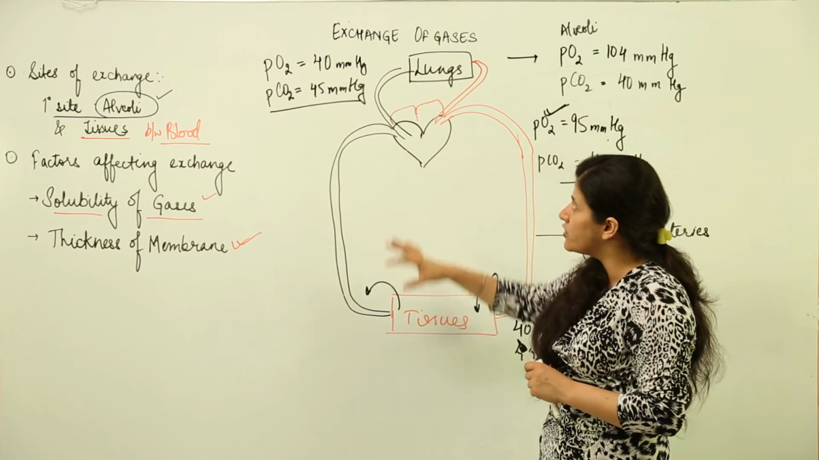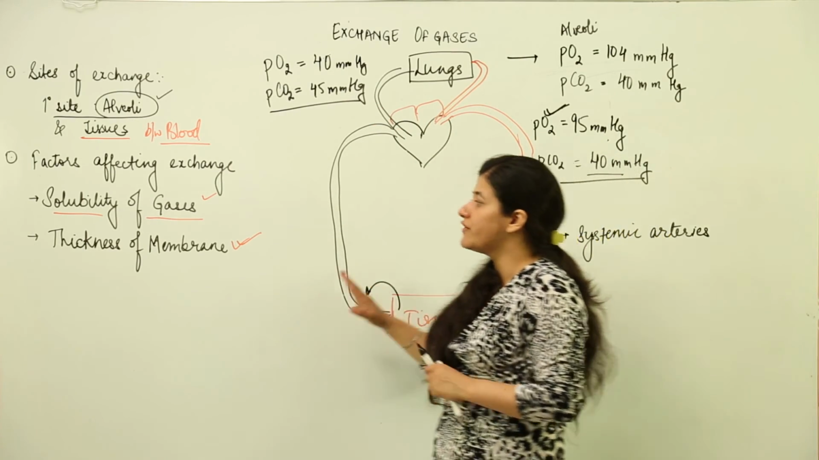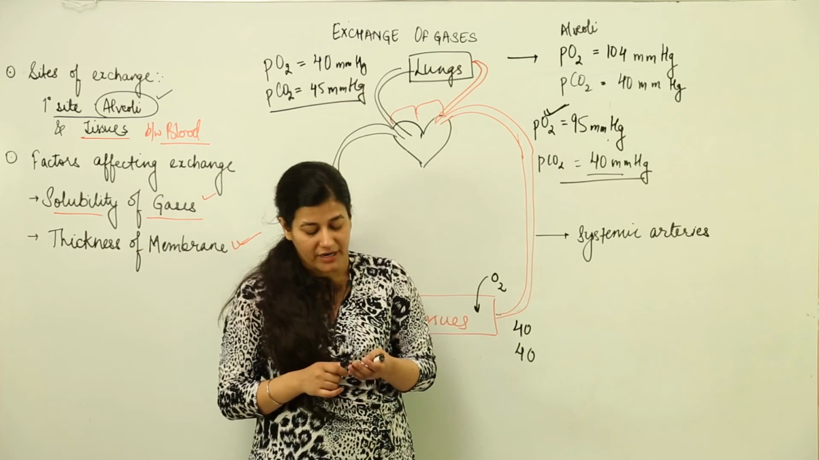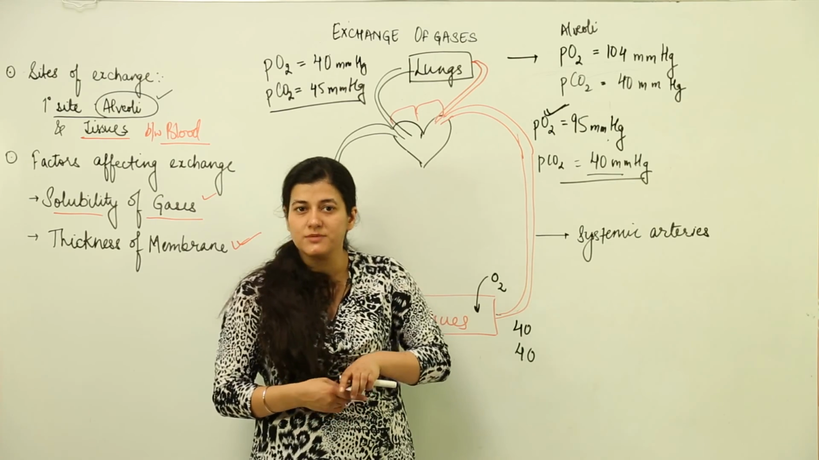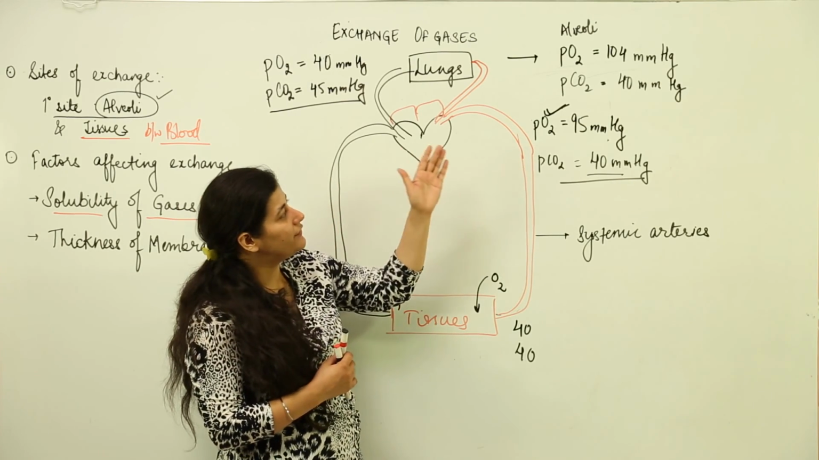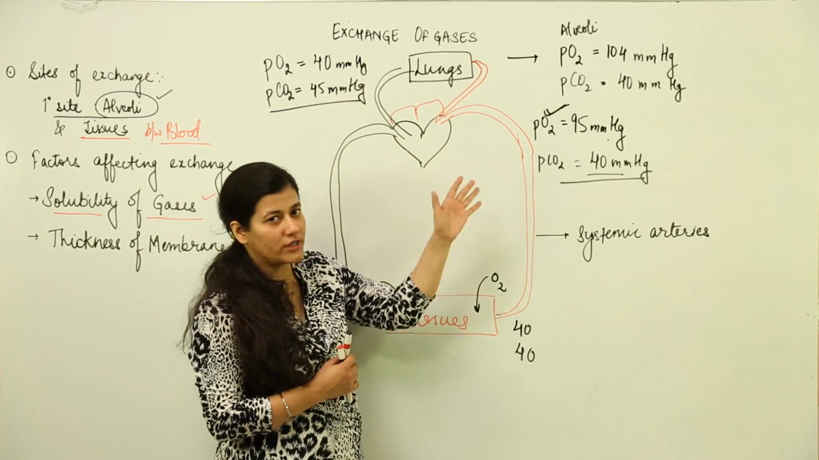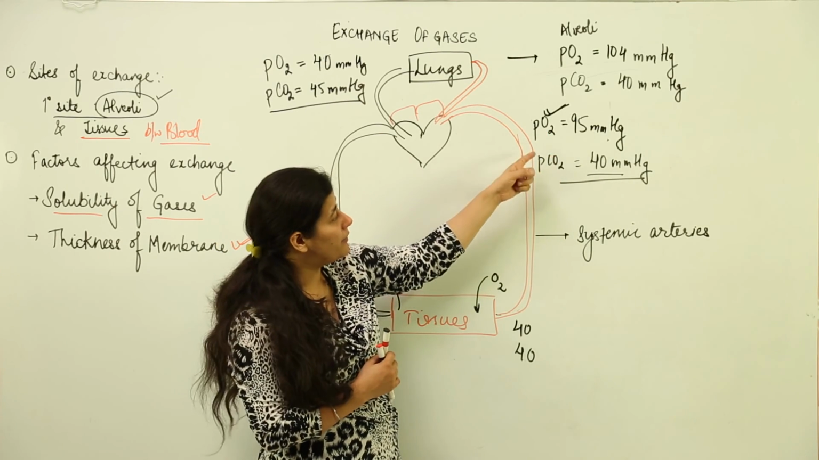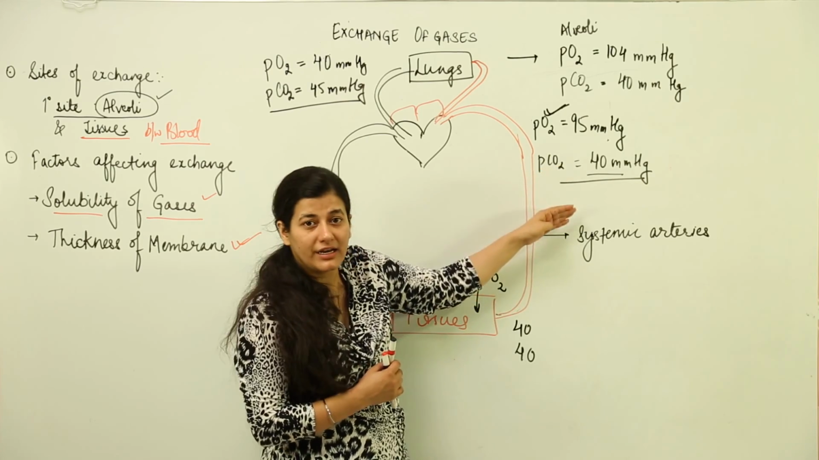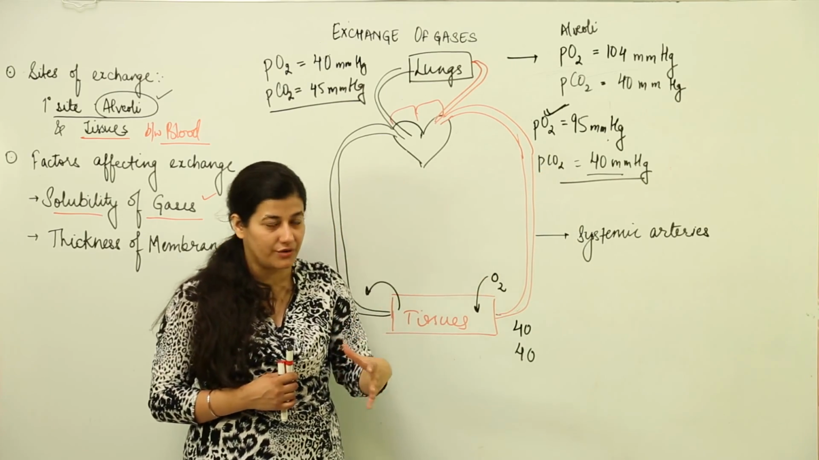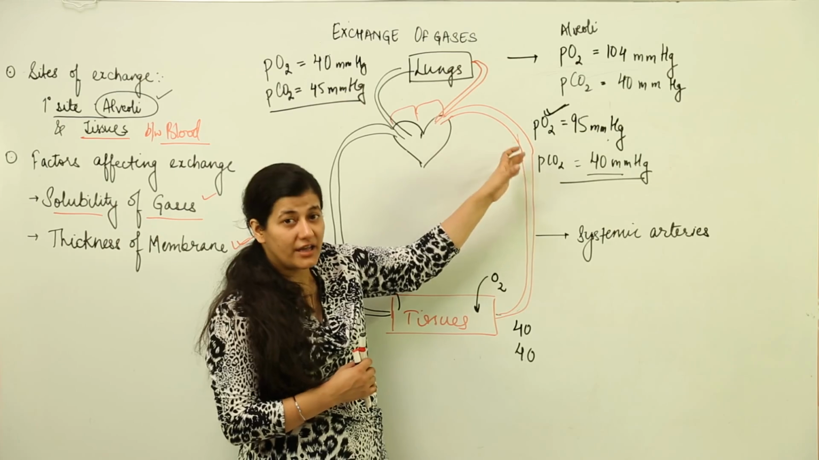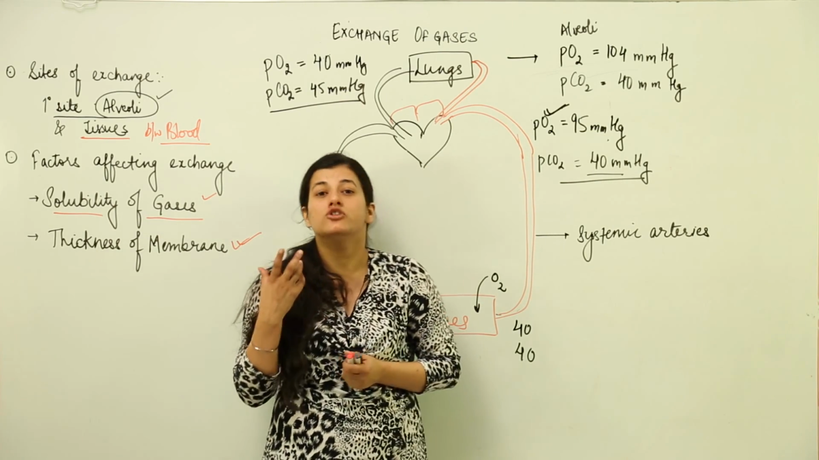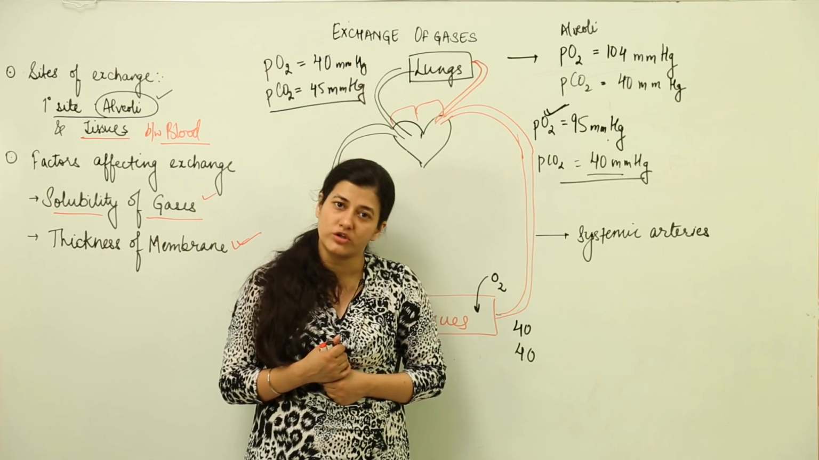So this entire process takes place, and the exchange of gases, as we have seen, depends on the partial pressure and the solubility of gases. As you can see here, the pressure difference for carbon dioxide is not as great as for oxygen. Carbon dioxide has a lesser gradient, yet it diffuses at a faster rate, and oxygen, having a higher gradient, is still not at par with carbon dioxide, because the solubility of gases also has an important role to play.